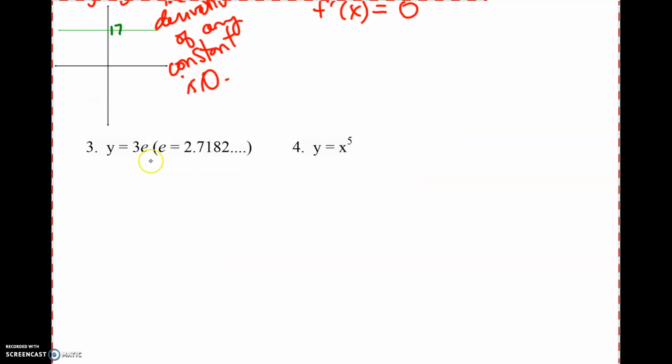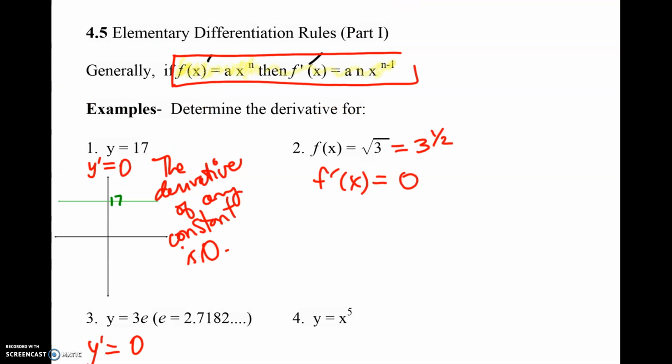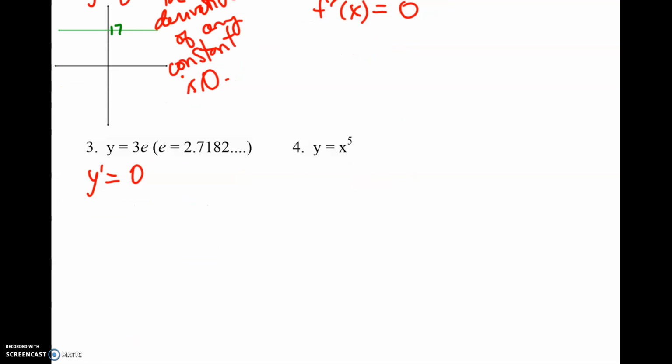Moving on. e is also a constant. It's similar to pi. You can see its value here. y prime, or the derivative of 3e, is 0. 3e is a constant.